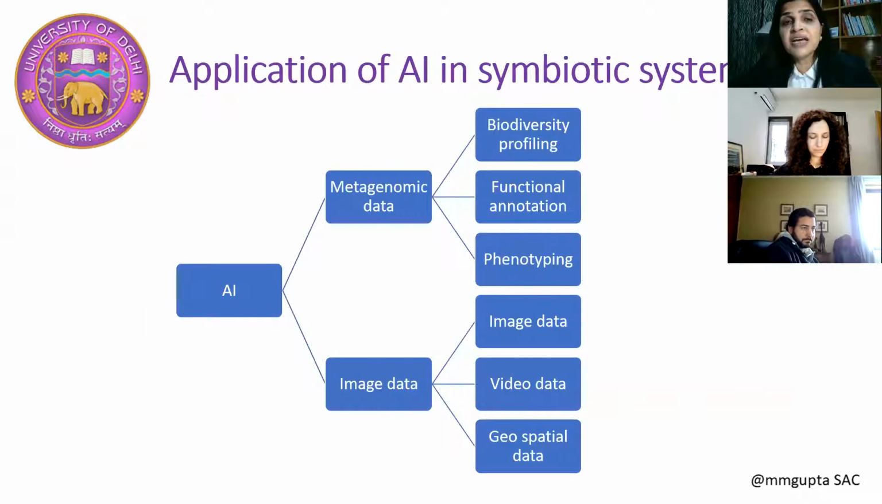So starting with the AI applications in symbiotic systems. In the symbiotic systems, we will be talking about two main types of data. I told you already, metagenomic data or image data. In the metagenomic data, we will understand how AI applications are helping in biodiversity profiling, functional annotation, and phenotyping of this data. And for the image data, we would understand how these types of data have helped in knowledge extraction from these studies on the symbiotic organisms.